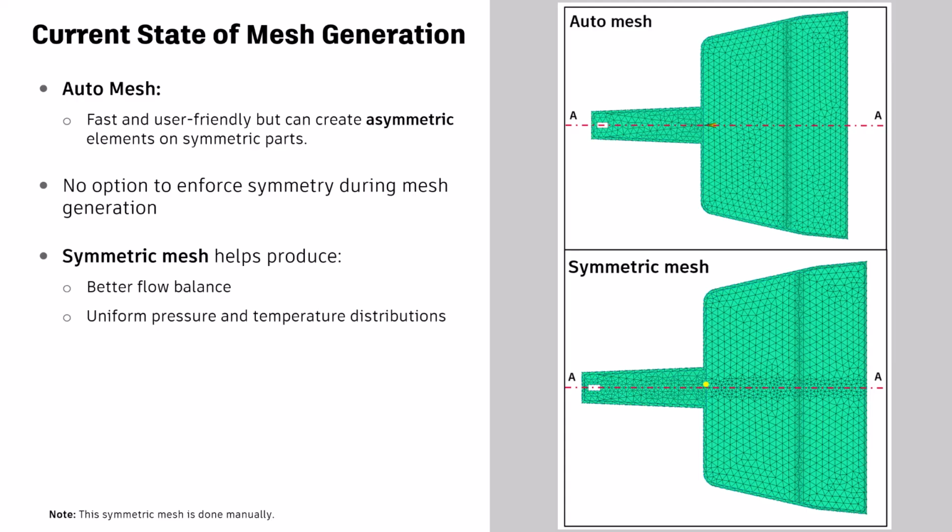Please, I'm not saying that the automatic mesh doesn't give precise results. This is not really applicable for those parts where there are only minute changes on either side of it. You can still use the automatic mesh, absolutely fine. But I have seen users who really go into depth and want very precise results. In that case, a symmetric mesh is the way to go forward.